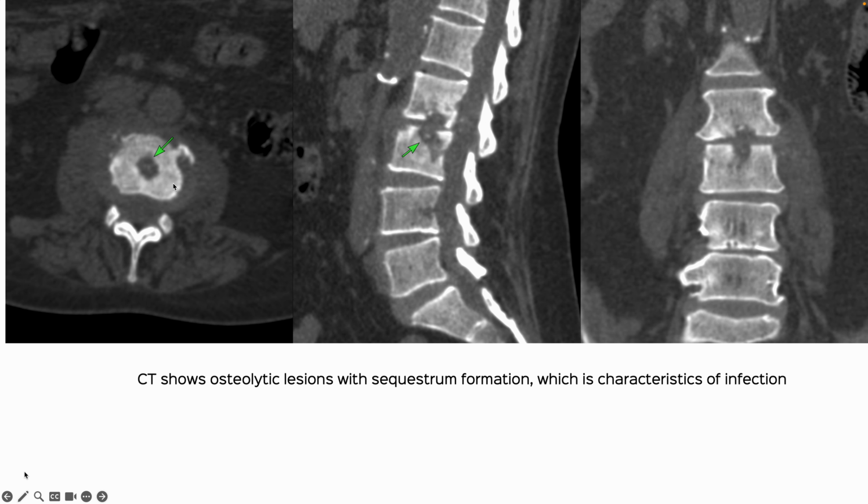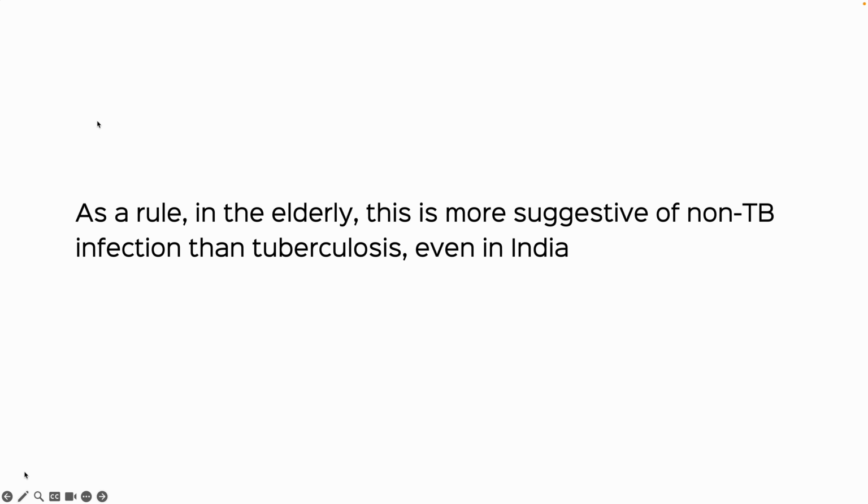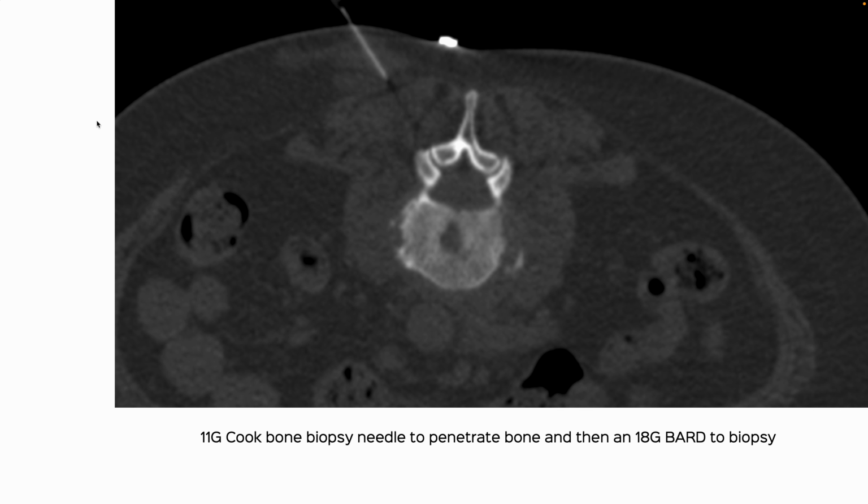The CT that I did in the morning just prior to the biopsy clearly shows sequestra, which confirms that this is infection, and it helps you plan the biopsy. The idea is to go through one of these osteolytic lesions, either the superior end plate of L3 or the inferior end plate of L2, and I thought L3 is better. Plus, there was this collection here, and I thought in a single trajectory I might be able to get both. Remember, in the elderly, even in India, non-TB infection is commoner than tuberculosis, and so we have to test for everything.